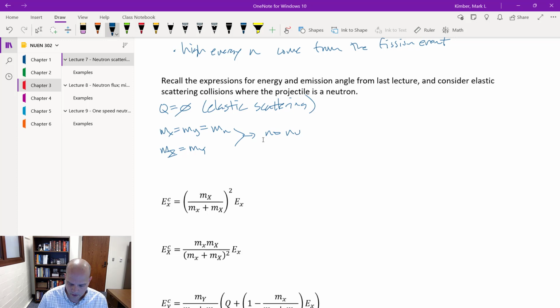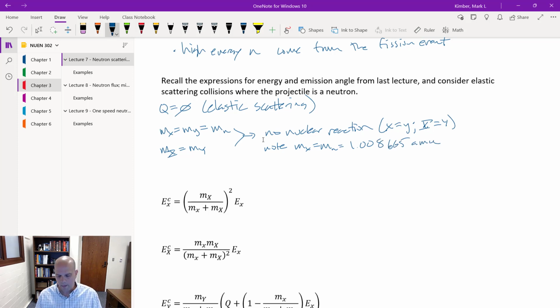And so there is no nuclear reaction. X equals Y, capital X equals capital Y. And let's just write this down, 1.008665 AMU. So that's the mass of my projectile. That's the mass of the neutron, obviously before and after, since there's no exchange in mass.